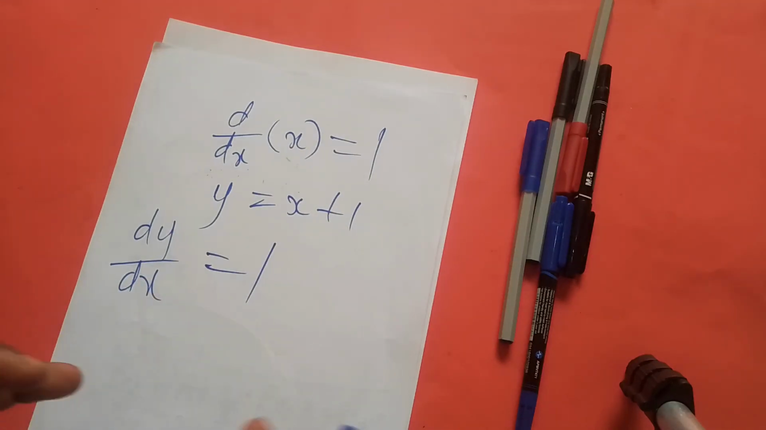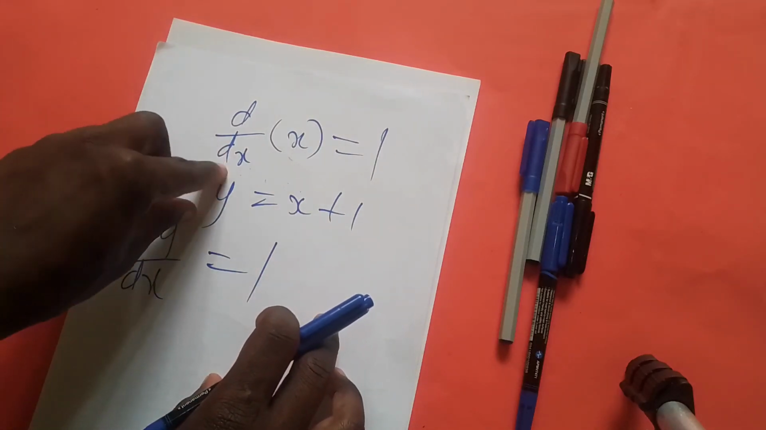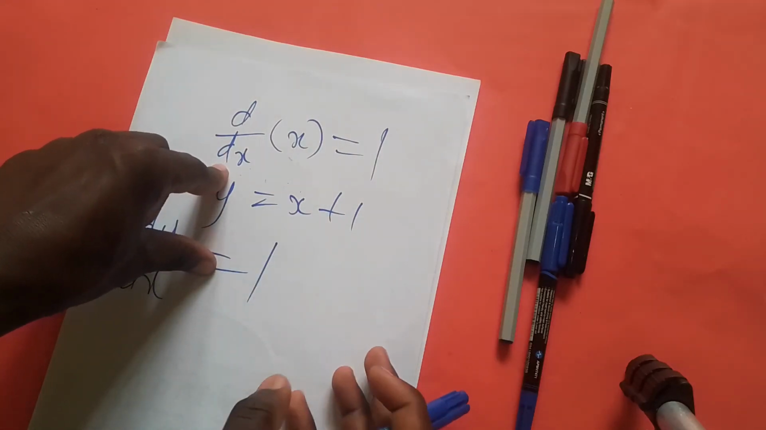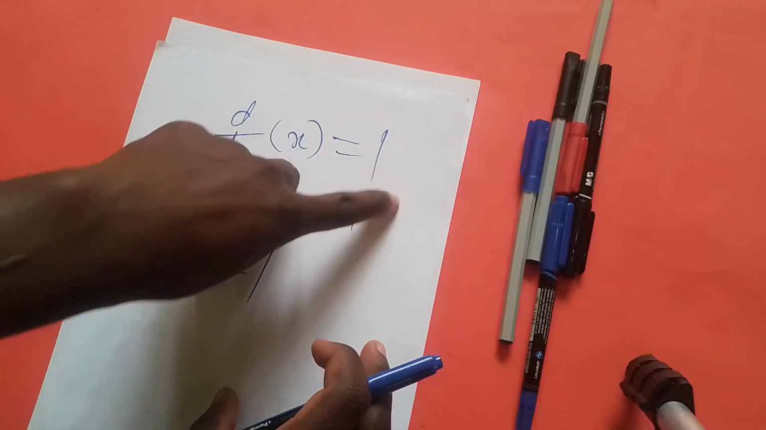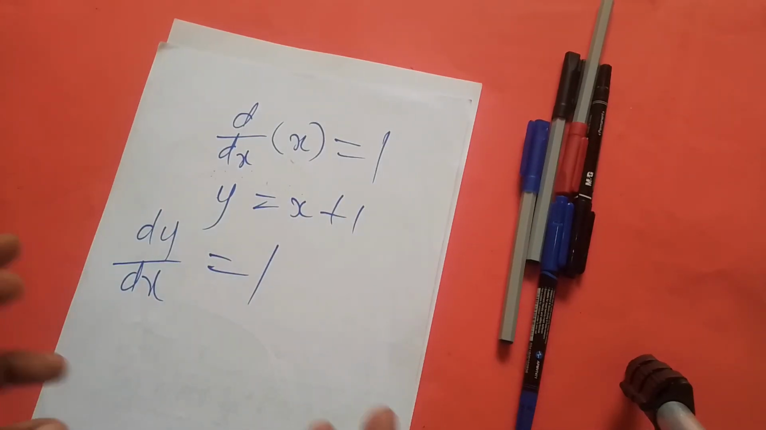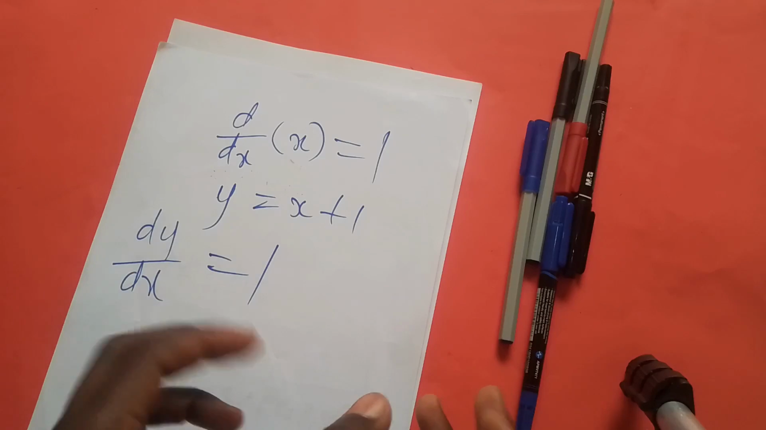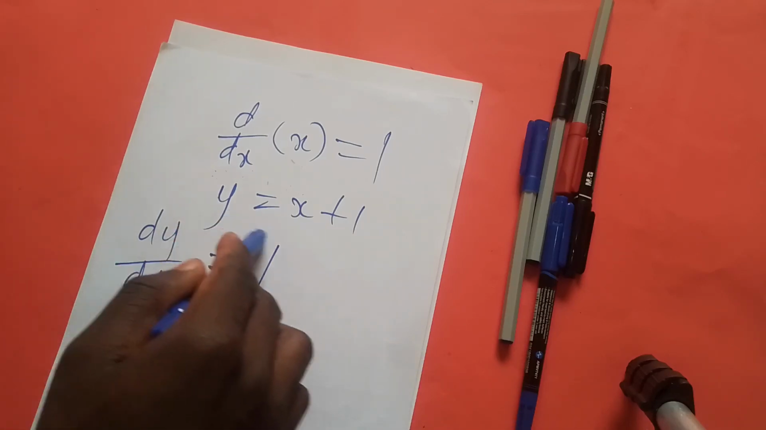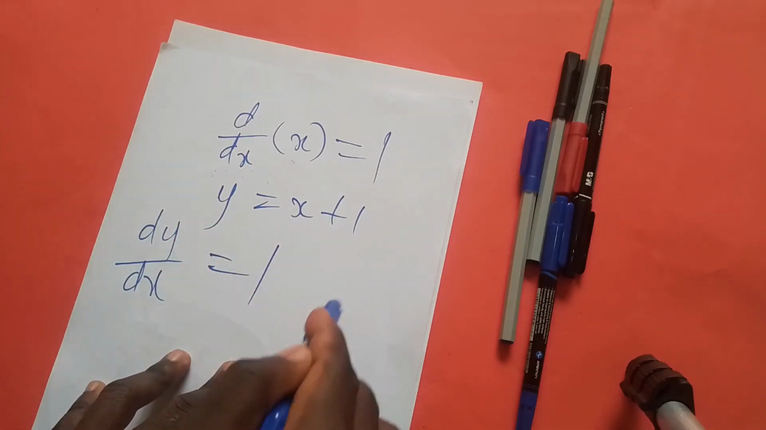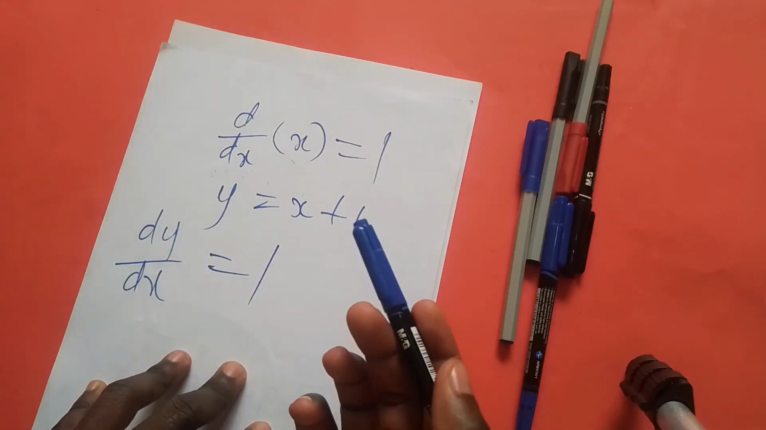Okay, so in the first example, d over dx stands for the derivative of x, right? So in this case, the derivative of x is equal to 1, right? Clear, right? However, when we now have an equation, for instance, y is equal to x plus 1, right? Therefore, we are now differentiating y with respect to x, right?